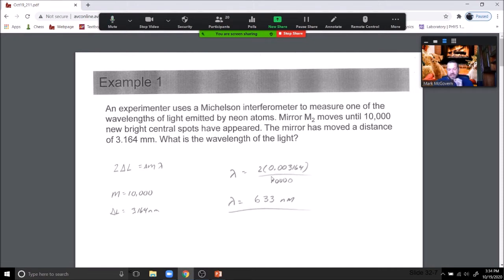So a distance of 0.003164 millimeters. Got to put it in terms of meters. And the delta M is 10,000. We end up with a wavelength of 633, which is deep red and is consistent with a standard neon laser. So in this problem, what we're doing here is we're looking at delta M's and relating them to delta L's.